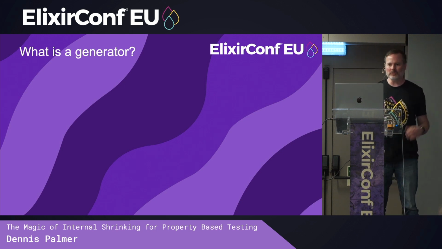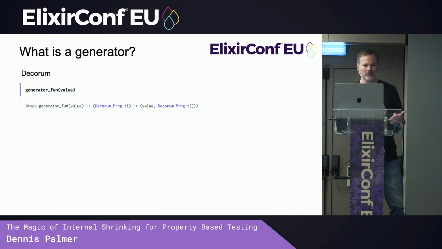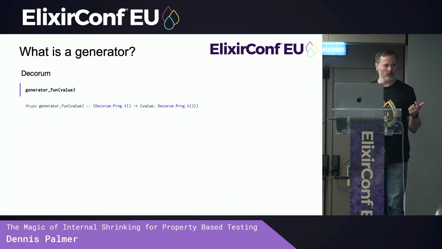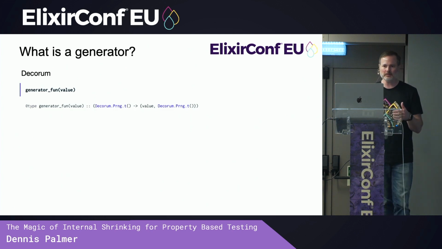So what is a generator? A generator in Decorum is a struct. There's a Decorum struct, and its only property is this generator function. It takes the PRNG struct and returns a tuple, which is the value and the updated PRNG struct. If you're in random mode, it's just appending the next random number it used to the list. If you're in history mode, it's keeping track of where you are in the replayed history.